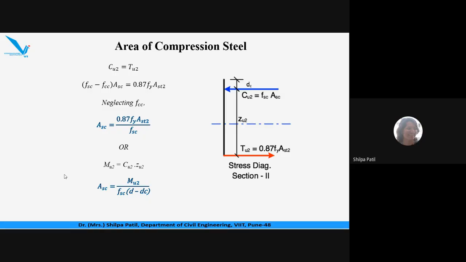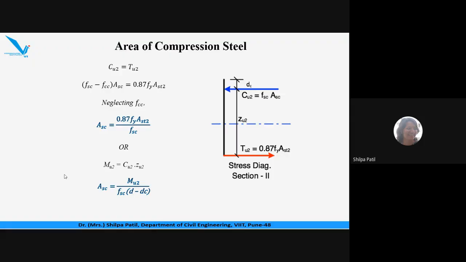Now, what is the expression for XU? Let us recall it quickly. Can anybody tell me the expression for XU for a doubly reinforced section? XU is equal to 0.87 Fy, AST1 plus AST2, minus FSC into ASC, divided by 0.36 FCK into B. Correct.